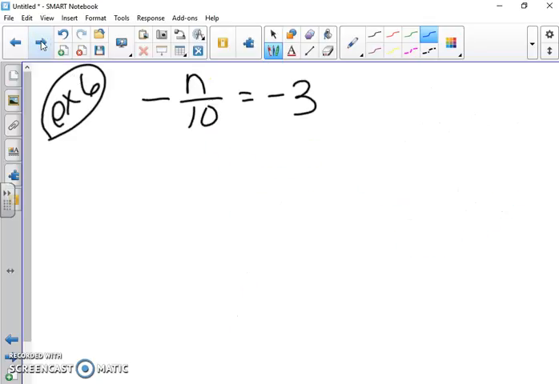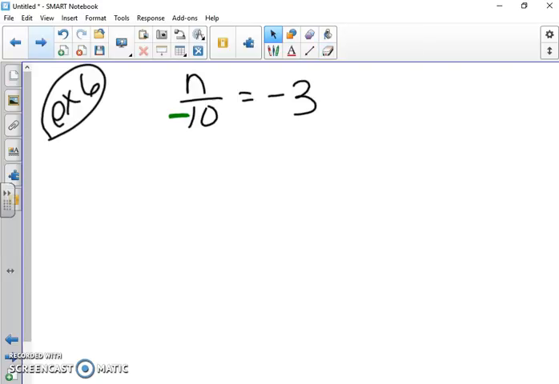Okay, so this one's a little sneaky because we got this negative just kind of out here chilling. So the negative can either go to the top or the bottom, not both. It can go to the top or the bottom. I would just go ahead and put it down here with the 10. That way you're actually saving yourself a step. So once you put it down there, now it's n over negative 10.